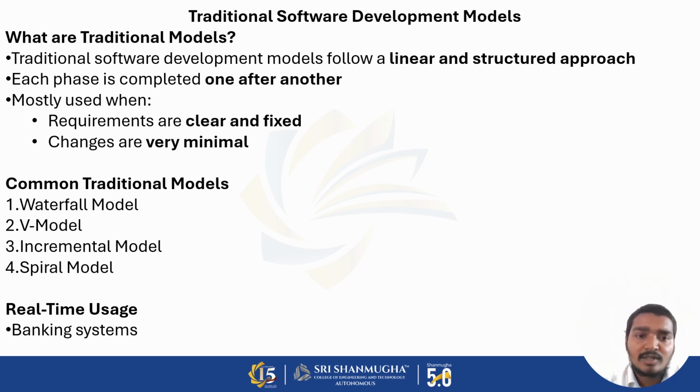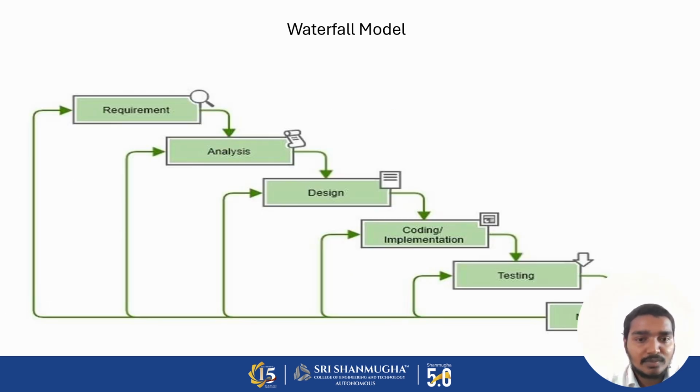So what are the traditional models? The traditional software model uses a linear and structured approach. Each phase is completed one after another. They are mostly used when the requirements are clear and fixed, and changes are very minimal. There are four common traditional models. First, the waterfall model. Second, the V model. Third, the incremental model. Fourth, the spiral model. They are used for banking systems.